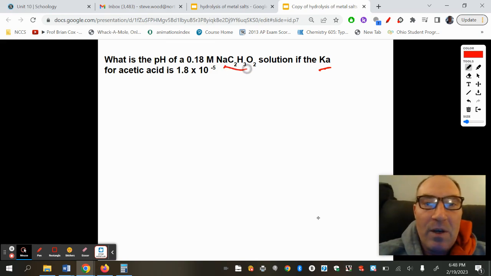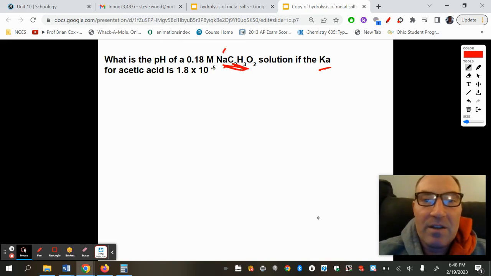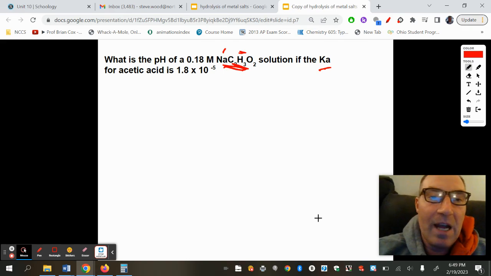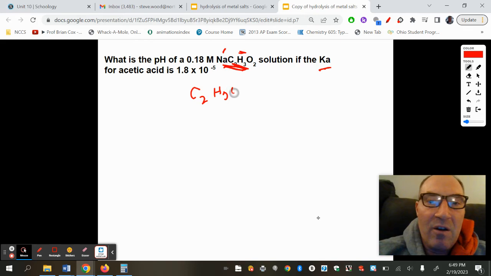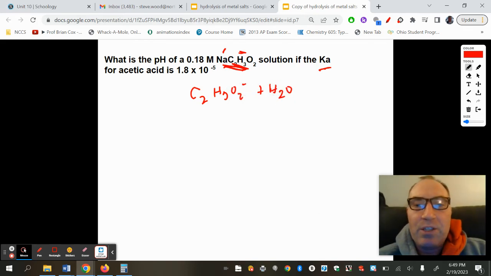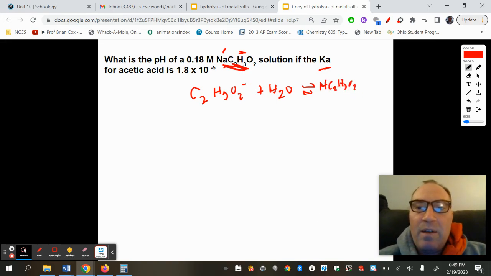Okay, so first off, we know this is going to be a base. Everybody see it's going to be a base because this is from a weak acid. So start with the reaction: C2H3O2 minus plus water. Since these are water reactions, they hydrolyze or split water. And so what I'm going to get, and I'll draw my little equilibrium, is HC2H3O2 plus OH minus. And there's that base part that we were talking about. So then it is just an ICE problem.